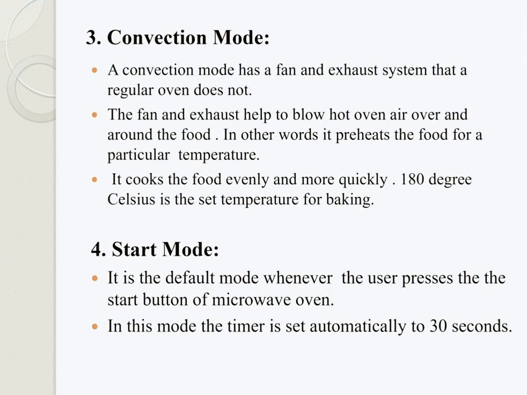Third one, convection mode. A convection mode has a fan and exhaust system that a regular oven does not. The fan and exhaust help to blow hot oven air over and around the food. In other words, it preheats the food to a particular temperature. It cooks the food evenly and more quickly. 180 degrees Celsius is the set temperature for baking. Fourth one, start mode. It is the default mode whenever the user presses the start button of the microwave oven. In this mode, the timer is set automatically to 30 seconds.